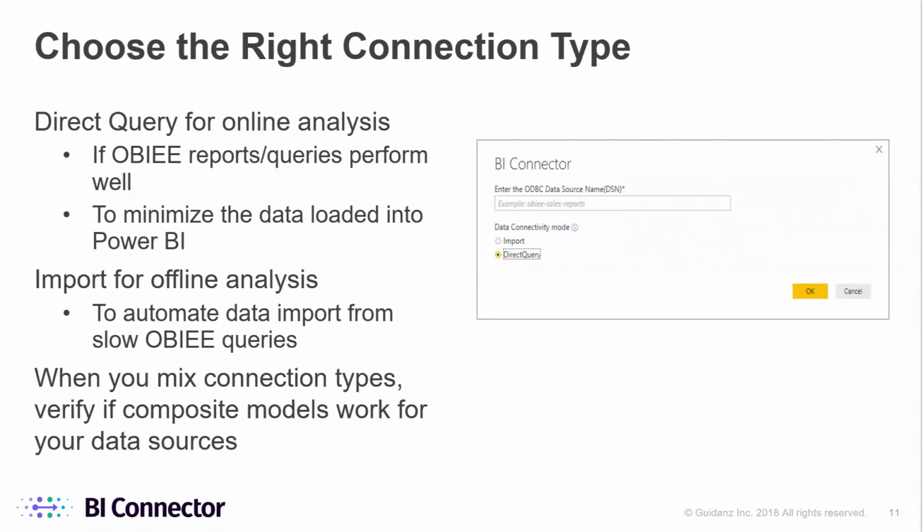On the other hand, if your OBIEE queries and reports are slow, and if you'd like to use Power BI's in-memory database for faster visualization, you should consider the import option. This will bring the OBIEE data into Power BI and allow you to analyze the data offline. In either case, when the connection type for your OBIEE data source is different from the connection type for your other data sources, and if you are bringing them together in a single report, be sure to verify that the composite model option works for you. Otherwise, you would have to use the same connection type for all your data sources.